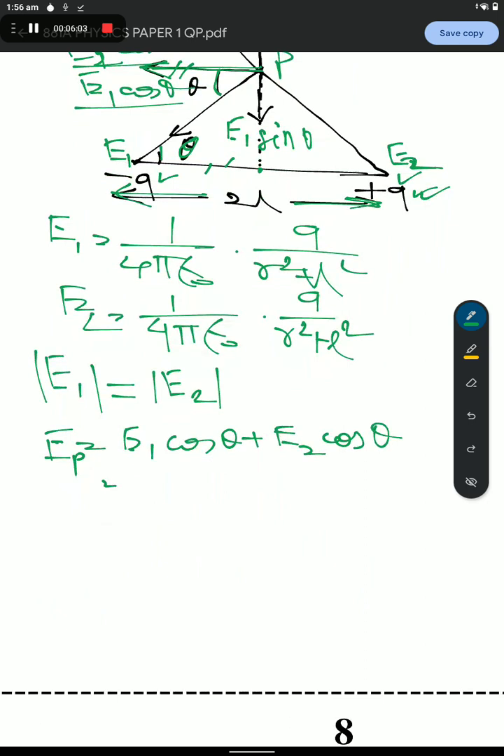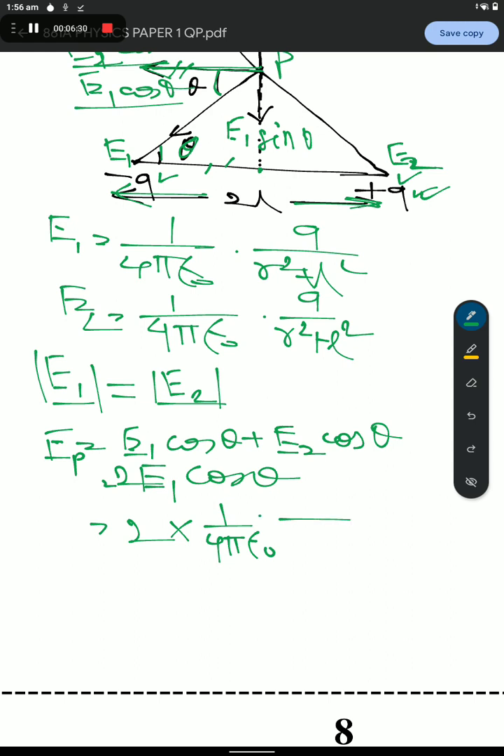So now because we know that E1 and E2 are equal in magnitude, we can replace either E1 or E2 with their counterpart. So replacing E2 with E1, we have E1 here, and because there are two of these, we have 2 E1 cos theta. So now we have 2 times 1 by 4 pi epsilon naught times q by r square plus l square, which is the value of E1.